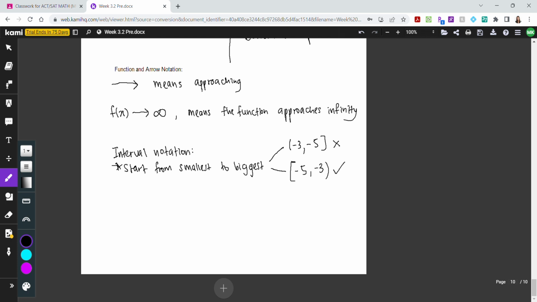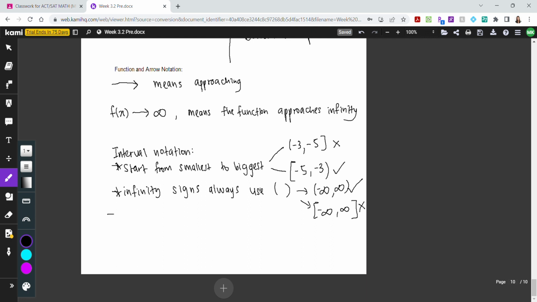Now, the other thing is that, like I said, this is normally used in domain and range. The infinity signs, right, which is your negative infinity and positive infinity, always use the parentheses. So that means it's going to be like negative infinity to positive infinity, that kind of stuff. You would never use it with a square bracket. Never. No. Infinity signs, parentheses.